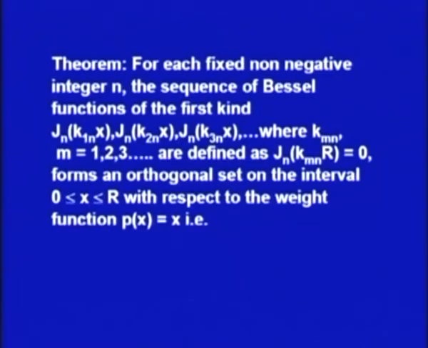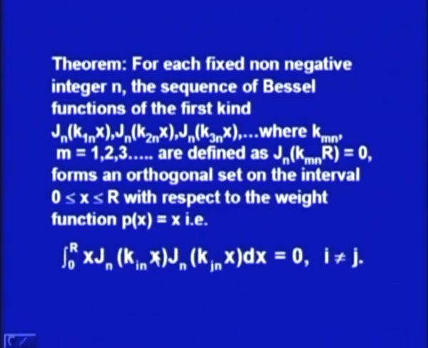Let us study this theorem on orthogonality of Bessel functions. For each fixed and non-negative integer n, the sequence of Bessel functions of the first kind J_n(k_1n x), J_n(k_2n x), J_n(k_3n x) and so on, where k_mn, m = 1, 2, 3, are defined as J_n(k_mn r) equal to 0, that is k_mn r are the roots of the Bessel function J_n(x) equal to 0, form an orthogonal set on the interval 0 less than or equal to x less than or equal to r with respect to the weight function p(x) equal to x, that is we have the result integral 0 to r of x J_n(k_in x) J_n(k_jn x) dx is equal to 0 whenever i is not equal to j.